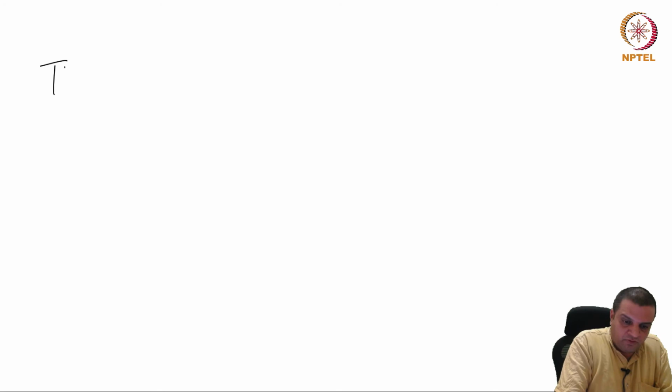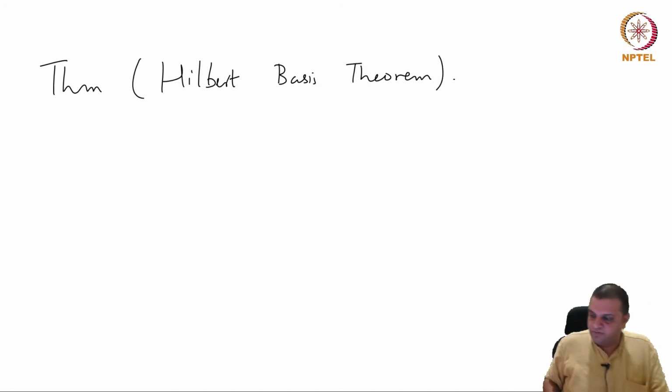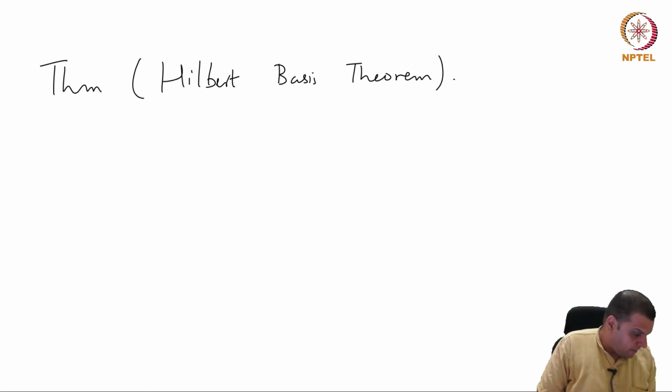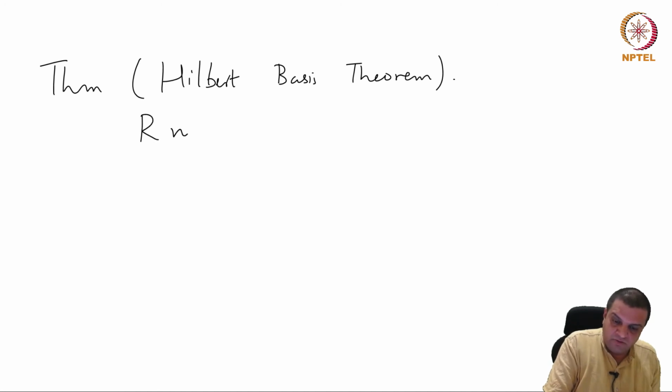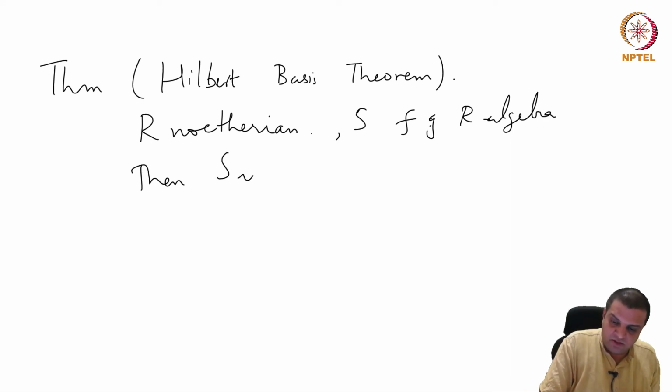Okay, so here now we come to one of the most important basic theorems in commutative algebra, called the Hilbert Basis theorem. Okay, so what is the statement of the theorem? R Noetherian, S finitely generated R algebra, then S is Noetherian.